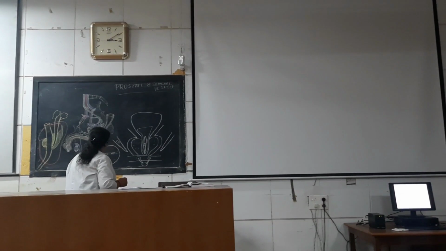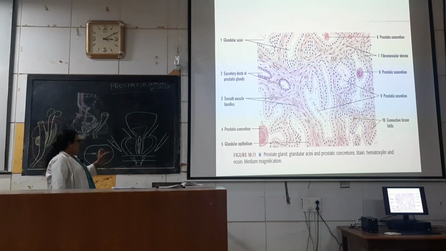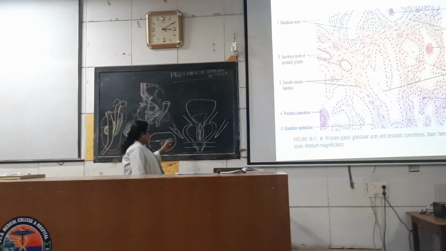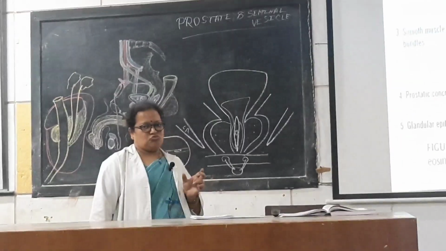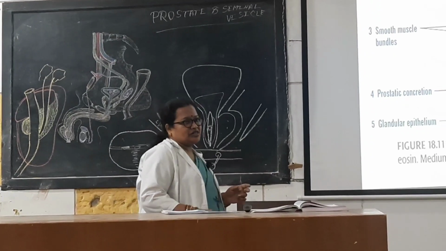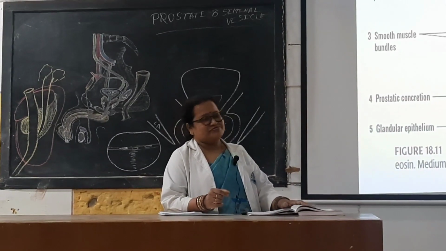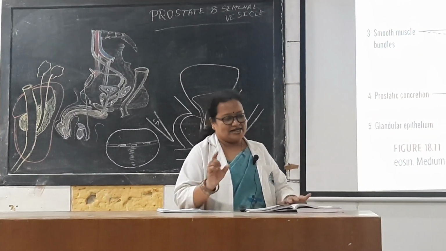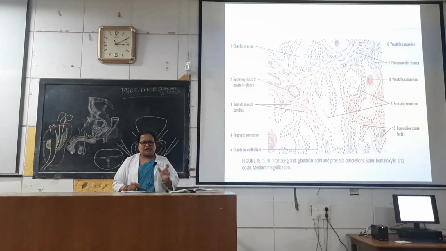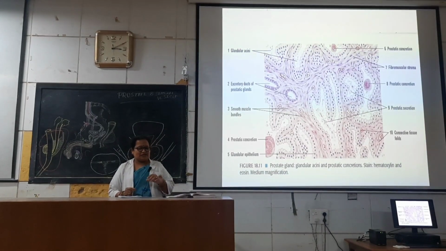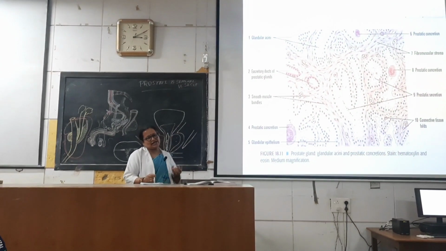The prostate is chestnut in appearance. It is a gland whose length is less but whose breadth is more. The length of the prostate is 3 centimeter, but the breadth is more, that is, the breadth is 4 centimeter. The anteroposterior diameter is 2 centimeter, and its weight is 8 to 10 grams.